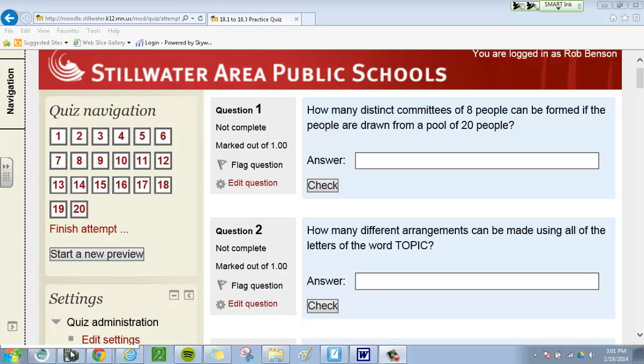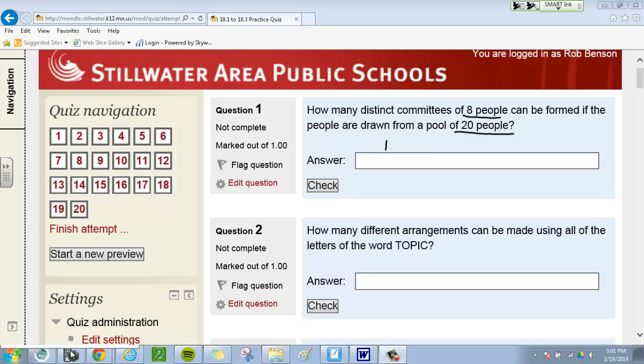But the first question right here is how many distinct committees of 8 people can be formed from people drawn from a pool of 20 people? Well, the first thing you've got to ask yourself is, does order matter when we're making this committee? Is there a committee chair and all this other stuff, things where order would matter? Well, there isn't. So really we're just choosing 8 people from 20 people. This is a combinations problem.